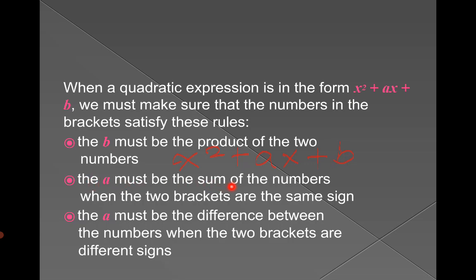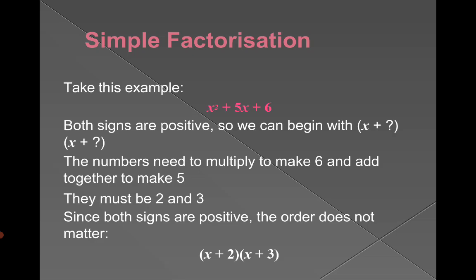The a must be the sum of the numbers when the two numbers are the same sign. So a must be the sum of the same two numbers whose product will give us b. So the a must be the sum of the numbers when the two brackets are the same sign. The a, this one here, must be the difference between the numbers when the two brackets are of different signs. This is going to come out clear as we look at specific examples.